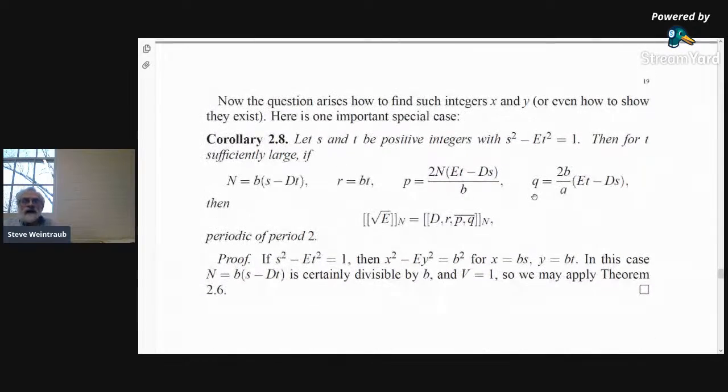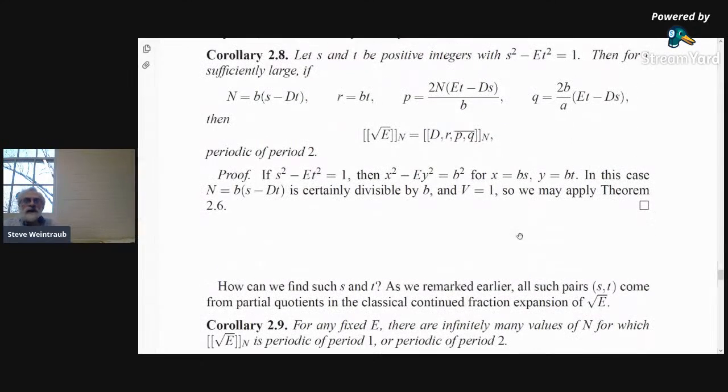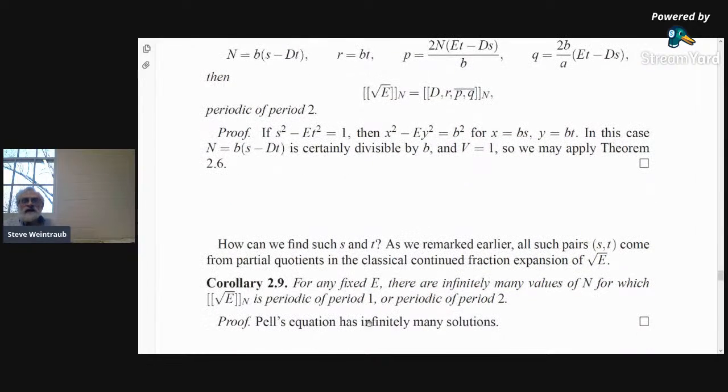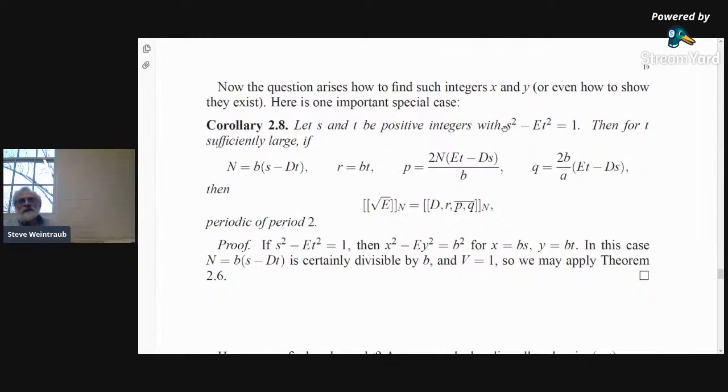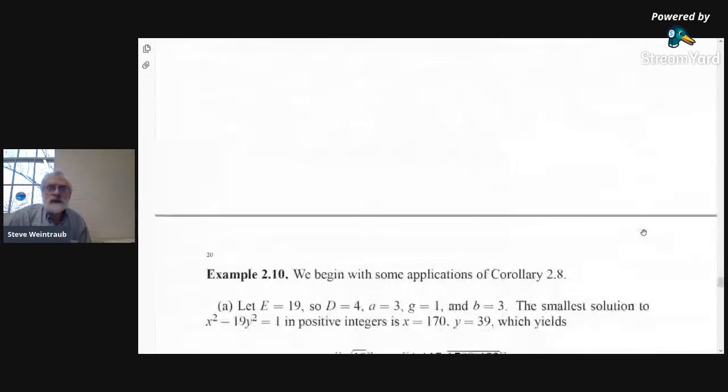And this tells me then I have infinitely many solutions, because I have infinitely many solutions to Pell's equation. I pick s and t to be solutions, x equals b times s, y equals b times t, and I go to work, okay? So let me show you some numerical examples, and again, we'll start with 19, okay?